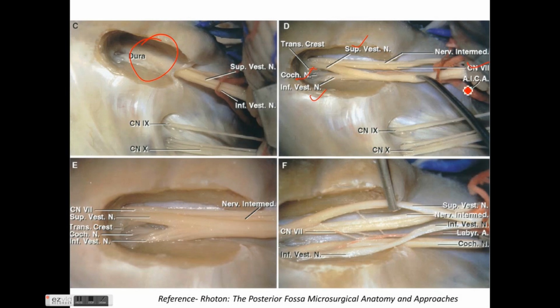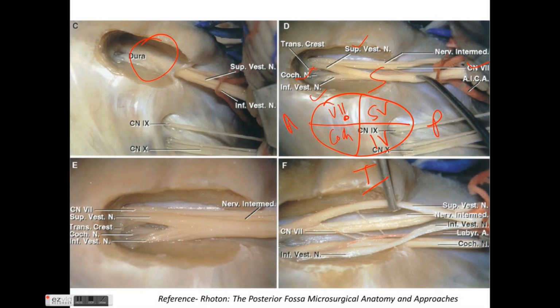So a simple diagram would be seventh nerve, the cochlear nerve, superior vestibular and inferior vestibular. This is superior, this is inferior, this is anterior, and this is posterior. And you will find the nervus intermedius or the nerve of Wrisberg, which carries the sensory and the autonomic part of the facial nerve along with the facial nerve.